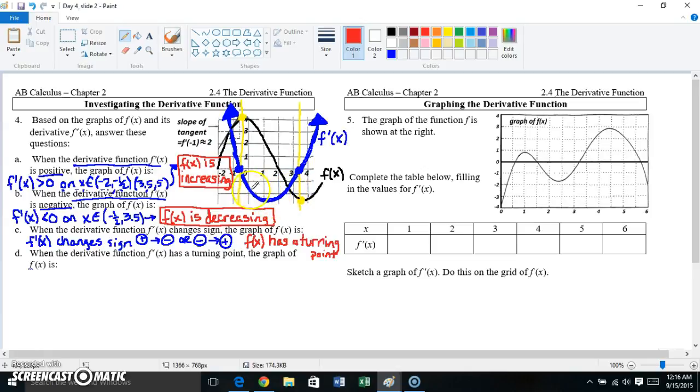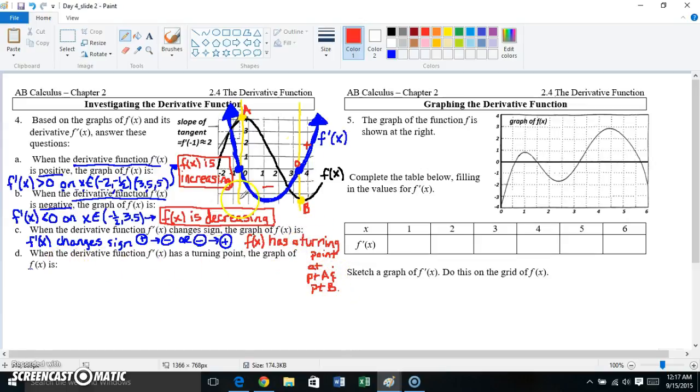Okay, let's keep looking. Here we have a derivative that's negative, then 0, then positive. So negative, 0, positive. Okay, what's happened on my function? The function was decreasing, came to a stop, and then became increasing. Again, that's a turning point. So I'm just going to mark this as point A and point B. Okay, so the function has a turning point at point A and point B.